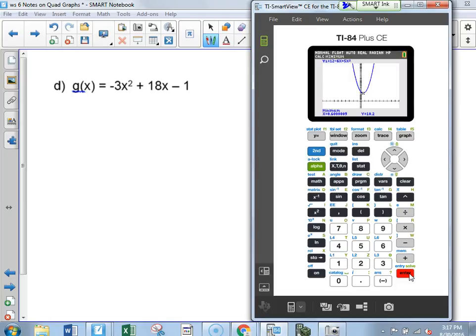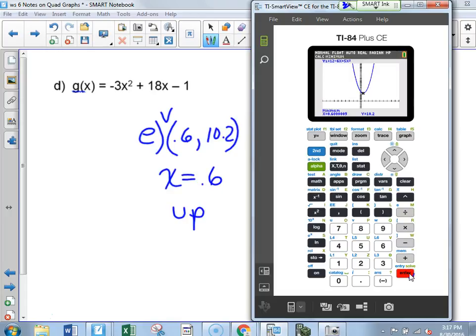Is that this problem or is this the next one? I'm on E, right? That's the vertex, so the axis of symmetry is this, and it opens up. Are we okay? No, we're good. I think. Katie and I are good.